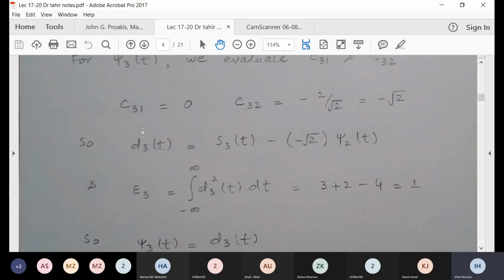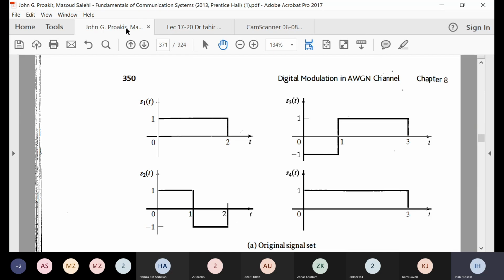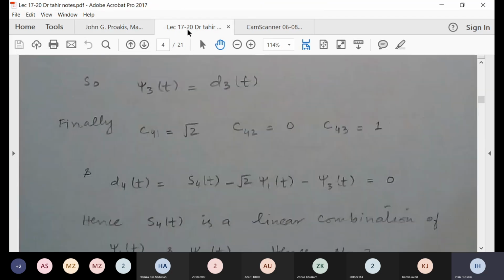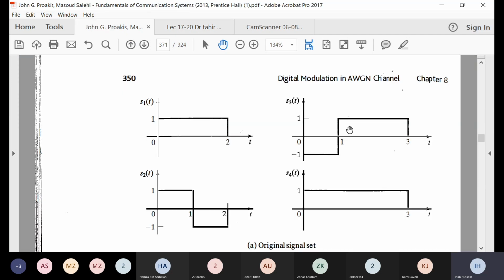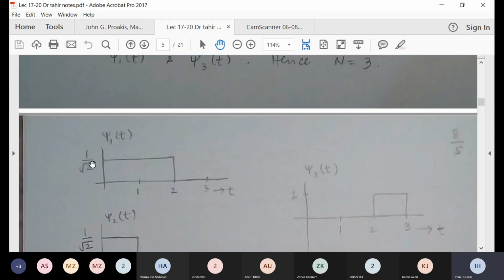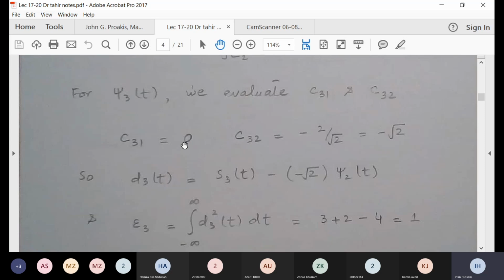So you will get this as minus 1 times 1 over under root 2, which becomes minus 1 over under root 2, and 1 times 1 over under 2, which becomes plus 1 over under root 2. So they will be minus 1 over under 2 plus 1 over under 2, and that will come out to be 0. That is why C31 will be equal to 0.